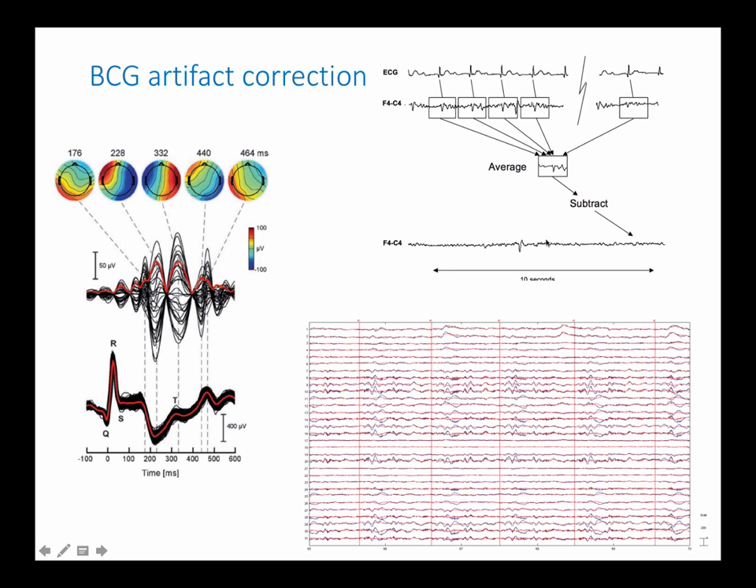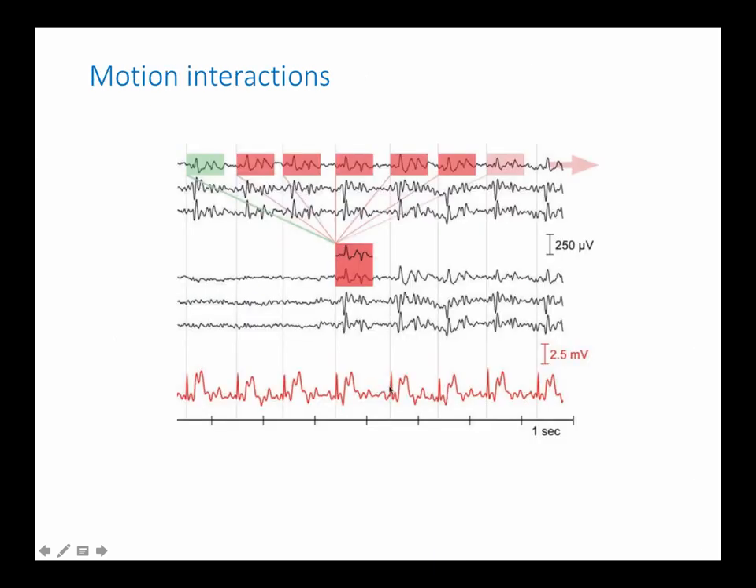You can then subtract them, and then you actually can correct them pretty well. This is an example. You can see that there are squiggles in the black in the background, and then you can remove them, as in the red.